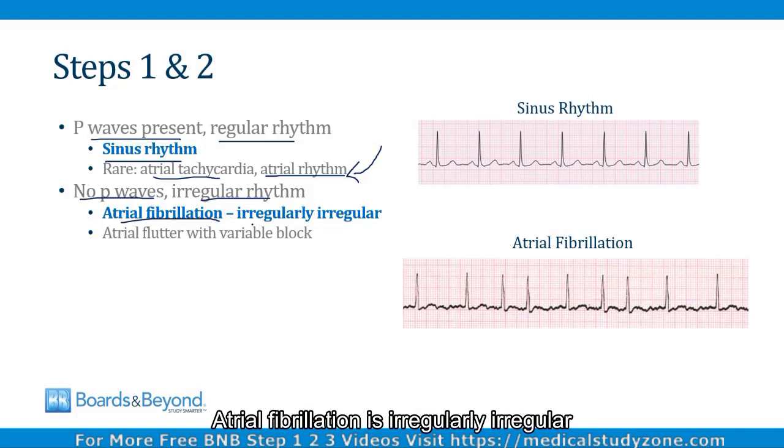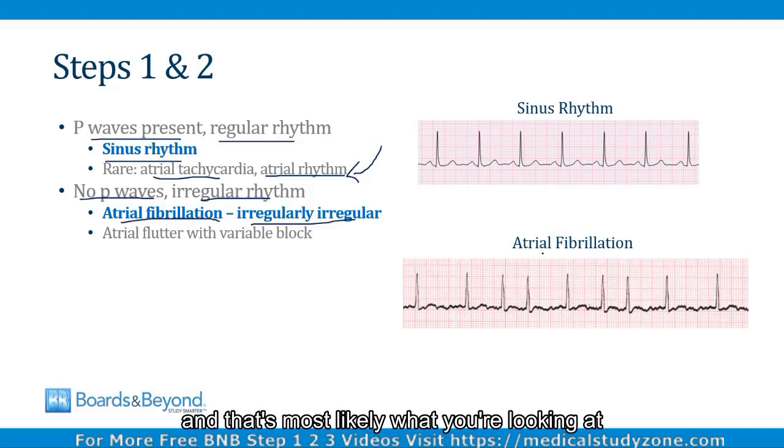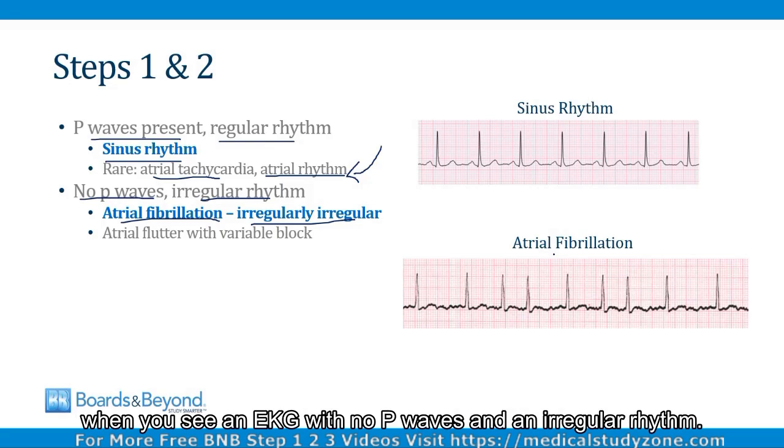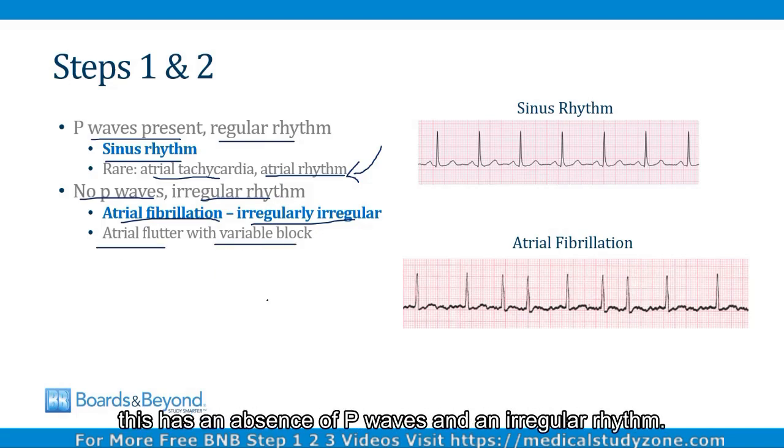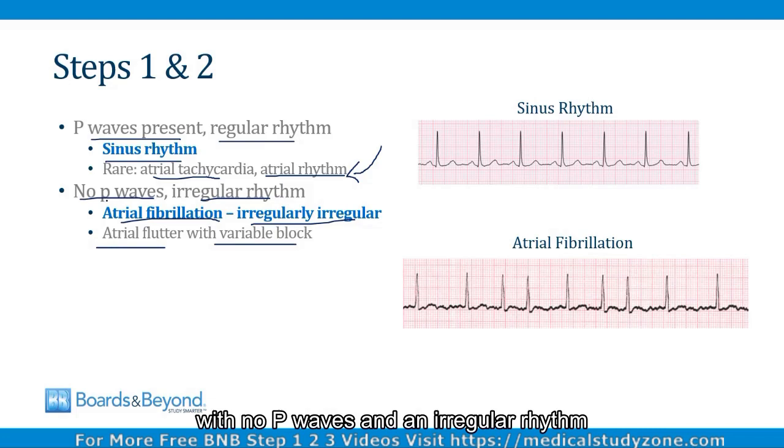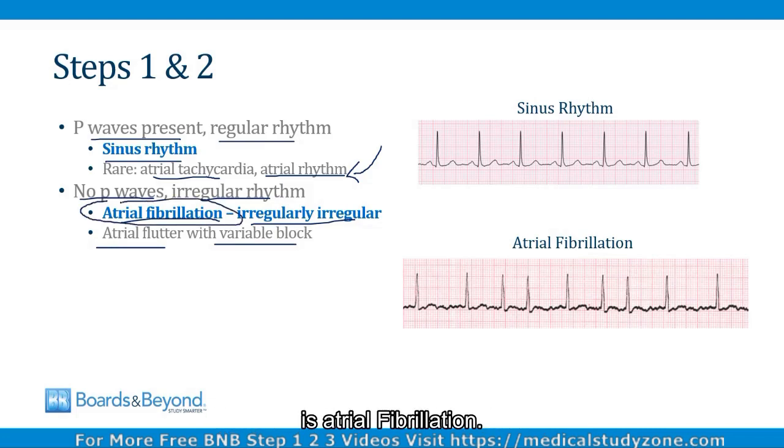Atrial fibrillation is irregularly irregular, and it's very common, and that's most likely what you're looking at when you see an EKG with no P waves and an irregular rhythm. There are other things it could be. Atrial flutter can occur with variable block. This has an absence of P waves and an irregular rhythm. But far and away, the most common thing with no P waves and an irregular rhythm is atrial fibrillation.